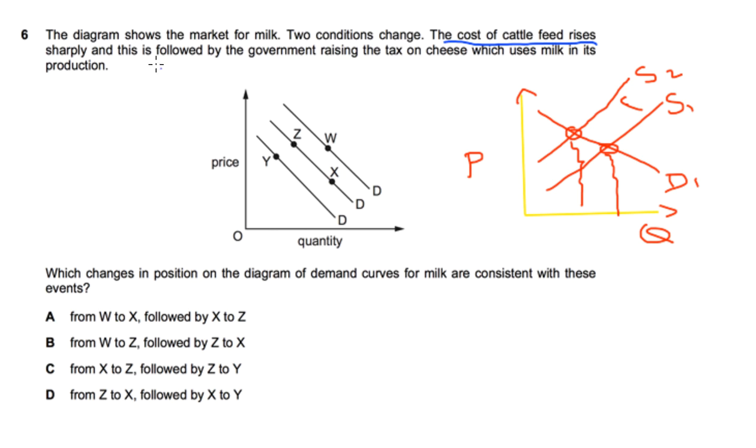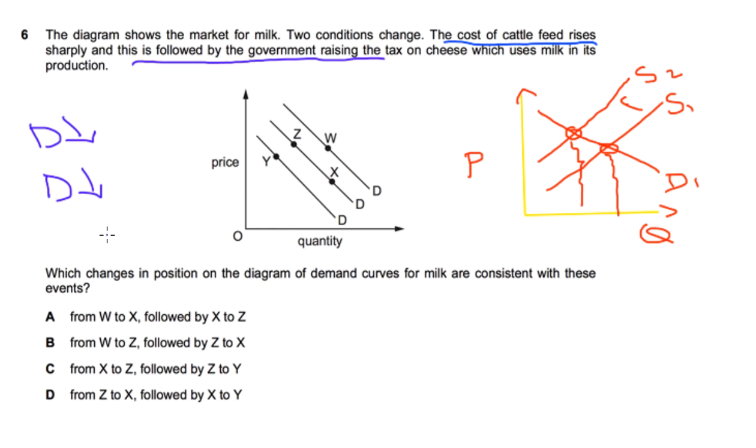The second event is that this is followed by the government raising the tax on cheese, which uses milk in its production. Now milk and cheese are used together, and milk is actually an ingredient used in the making of cheese. Now if there's an increase in the tax on cheese, that means that the demand for cheese is going to fall. So if the demand for cheese is going to fall, that means that the demand for milk is also going to fall.